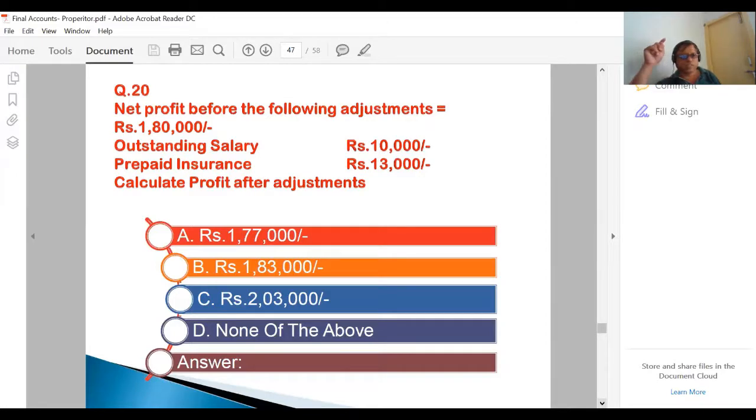So can you just do this: net profit before the following adjustment, 1,80,000, outstanding salary 10,000, prepaid insurance 13,000. Outstanding salary, that means salary has not been paid. Prepaid insurance means insurance has already been paid.